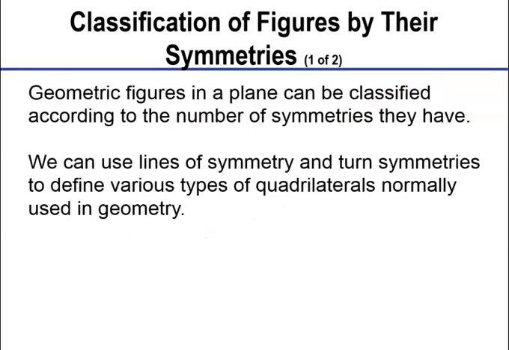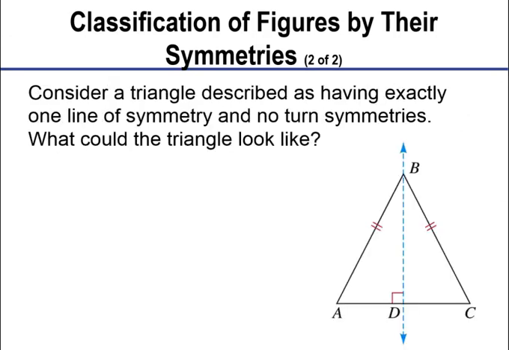Classification of figures by their symmetries. Geometric figures in a plane can be classified according to the number of symmetries they have. We can use lines of symmetry and turn symmetries to define various types of quadrilaterals normally used in geometry. Consider a triangle described as having exactly one line of symmetry and no turn symmetries. What would that look like? And so you see here it's got one line of symmetry. Notice this is an isosceles triangle, right? And no turn symmetries.